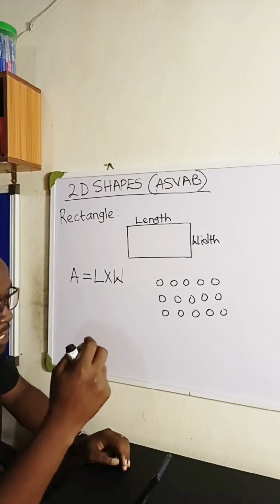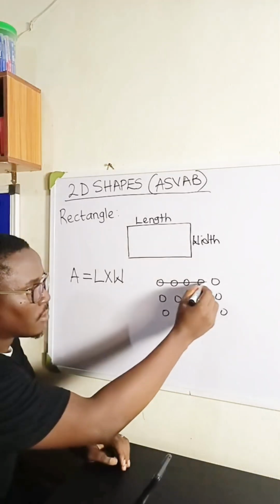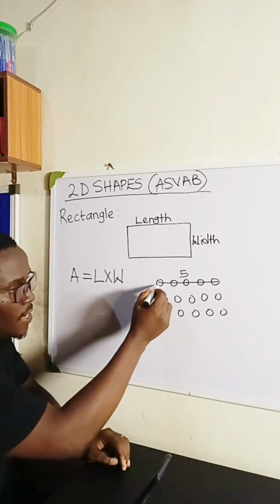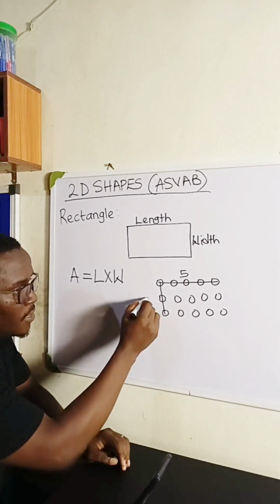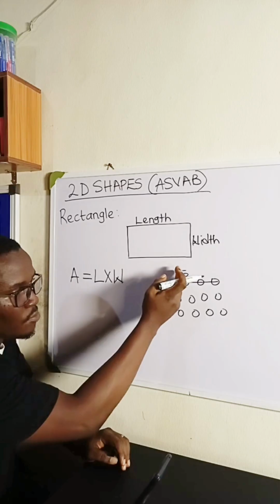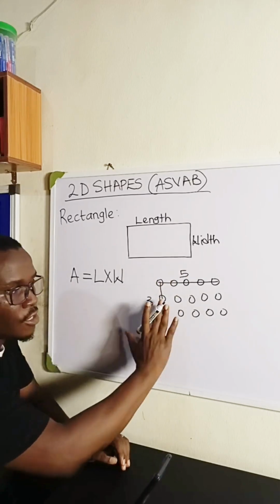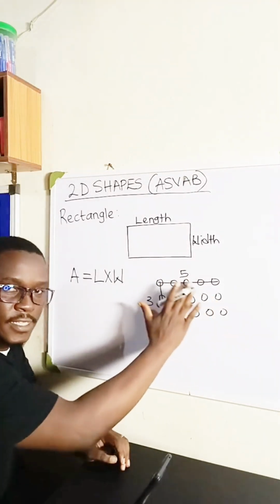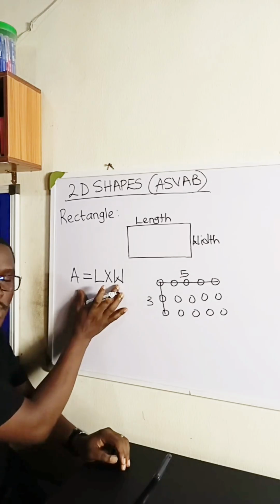But someone else can decide to count the number of students at the front, 5, count the number of students at the side, 3, and multiply them together. Once you multiply 5 and 3, you get the entire students in this space. So this formula looks the same way.